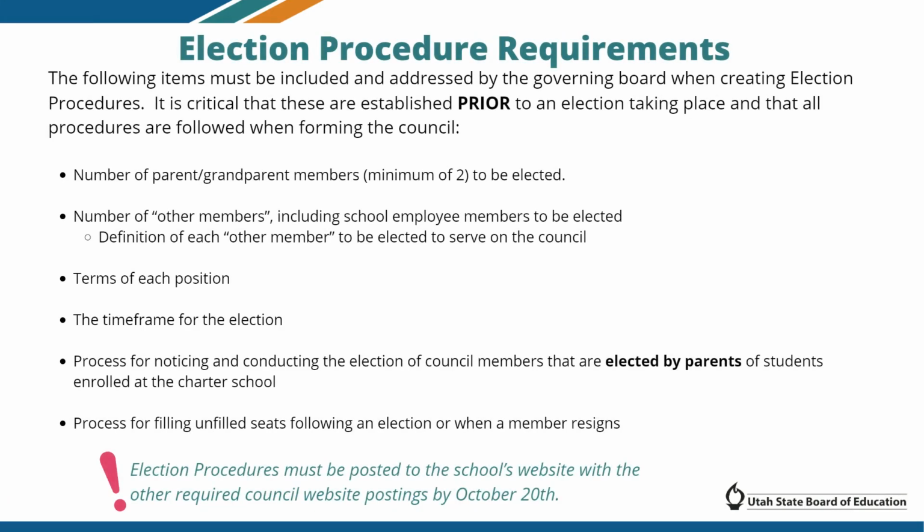A clear election procedure is needed for the school to conduct an election of the Charter Trustland Council members. New requirements in board rule providing guidance for election procedures include: first, the election process must state the number of parent or grandparent members to be elected. Second, the election process must state the number of other members, including school employee members, to be elected. The procedure must include a definition for each other member that will be elected.